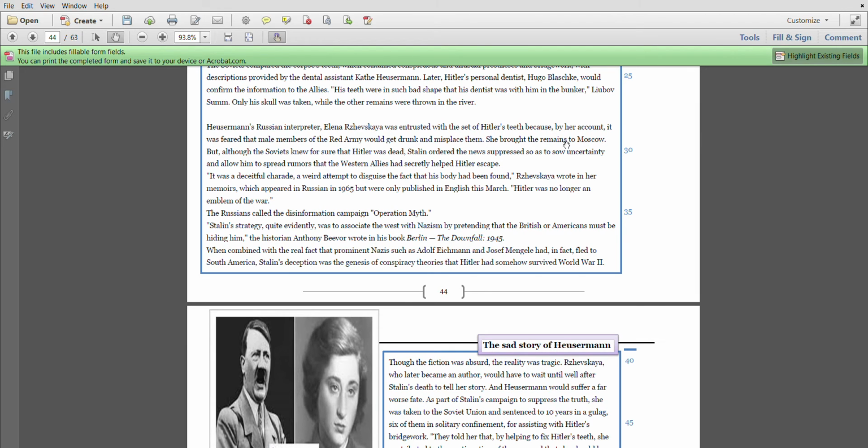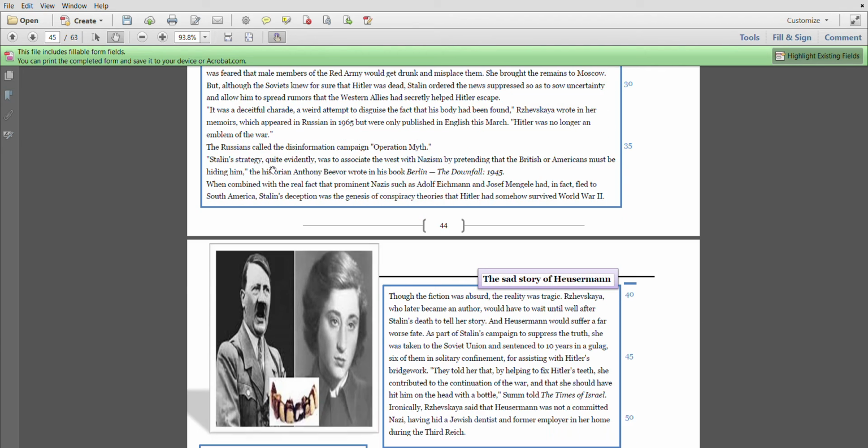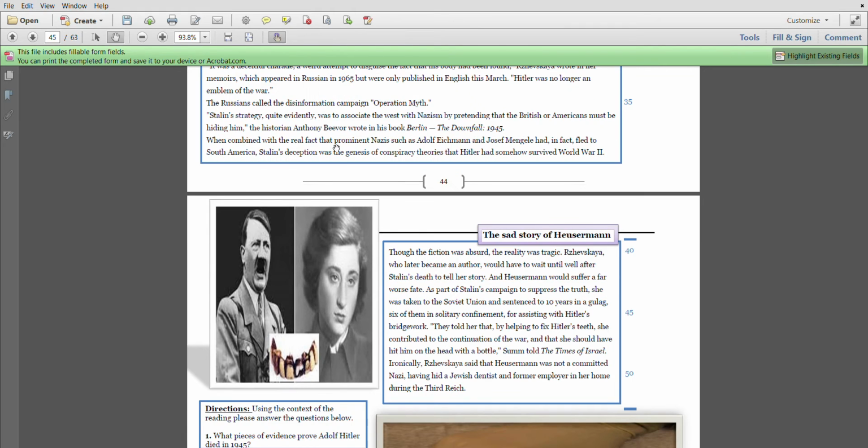She brought the remains to Moscow, but although the Soviets knew for sure that Hitler was dead, Stalin ordered the news suppressed so as to sow uncertainty and allow him to spread rumors that the Western Allies had secretly helped Hitler escape. "It was a deceitful charade, a weird attempt to disguise the fact that his body had been found," Rzhevskaya wrote in her memoirs, which appeared in Russian in 1965 but were only published in English this March. "Hitler was no longer an emblem of the war." The Russians called the disinformation campaign Operation Myth.